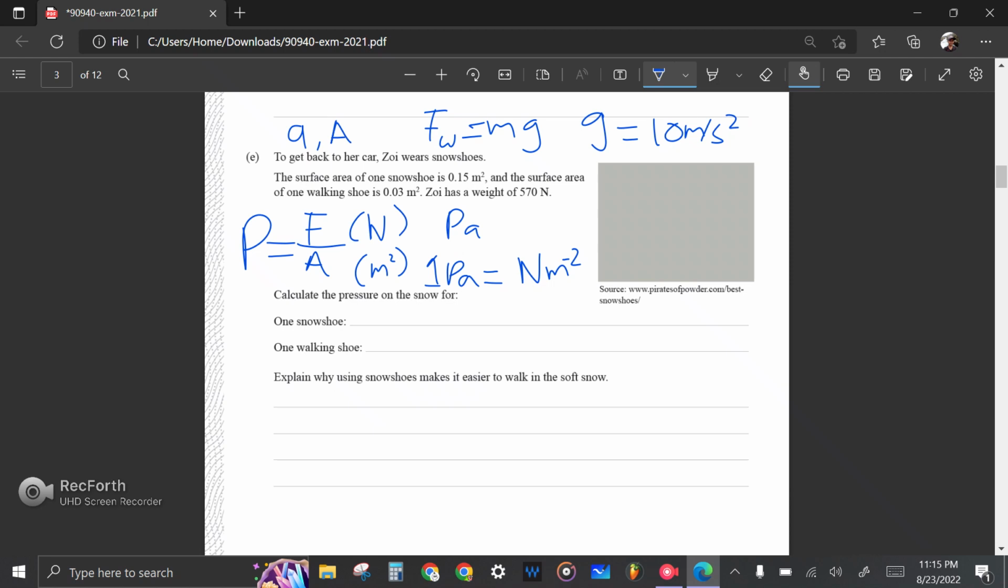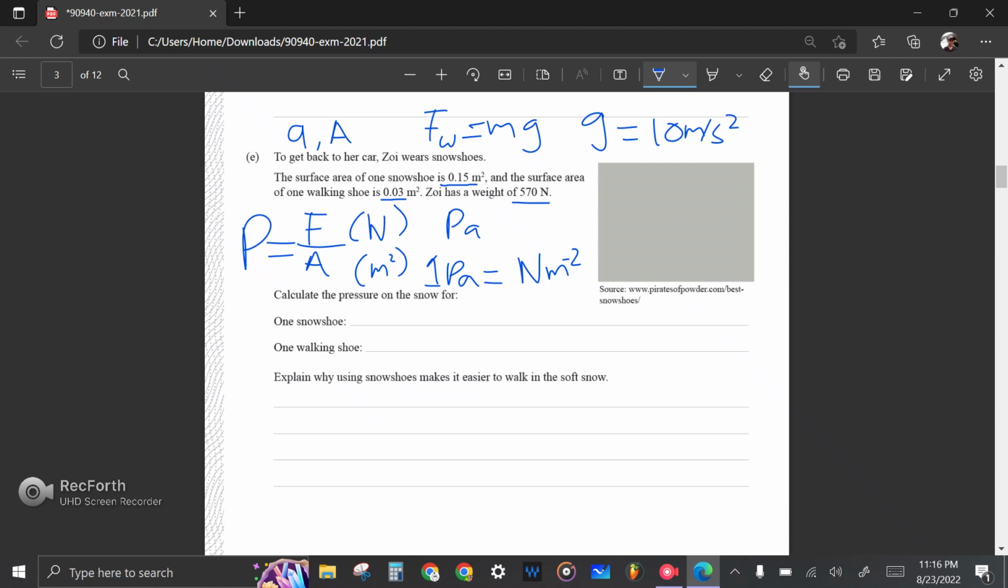To get back to her car, Zoe wears snowshoes. The surface area of one snowshoe is 0.15 square meters, and the surface area of one walking shoe is 0.03 square meters. And they have very nicely already calculated her weight force, which is 570 newtons, and that's all we pretty much need. It asks us to calculate the pressure on the snow. I'll just quickly highlight some important things, such as the surface area of both shoes and her weight.